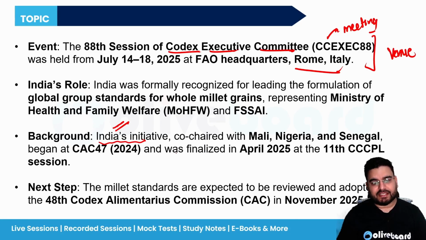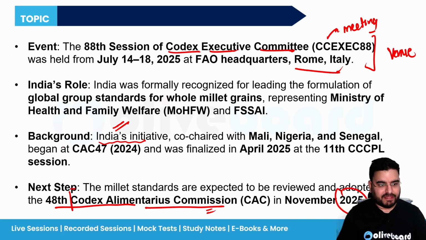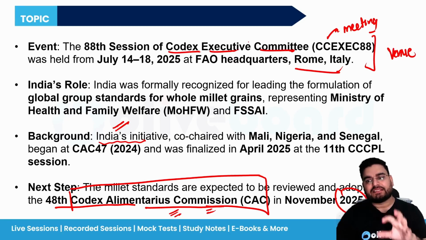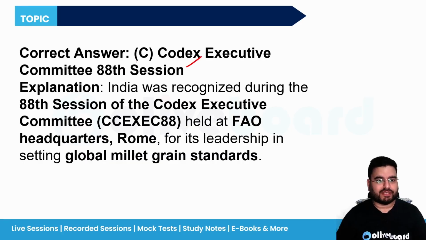And the millet standards are expected to be reviewed and adopted at the 48th Codex Alimentarius Commission in 2025. Please remember this Codex Alimentarius Commission, right? So please remember it is about global millet grain standards. Clear? Chalo. Codex Executive Committee 88th session. And the venue you should also remember.